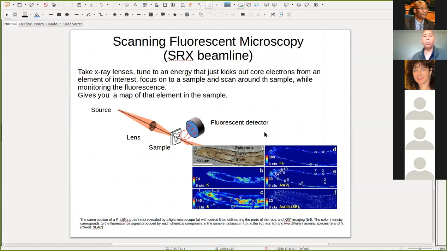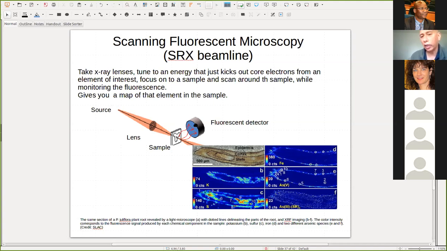Right, so here's an example of using the fluorescent signal. I took this from the SRX beamline, but I think this was actually done at SLAC, but it doesn't matter. It makes the main point. Scanning fluorescence microscopy is what the SRX beamline does. Essentially what you do is you get your source. It turns out, even though our sources are bright, you still need to refocus the light, so they have an optic that refocuses on the sample.